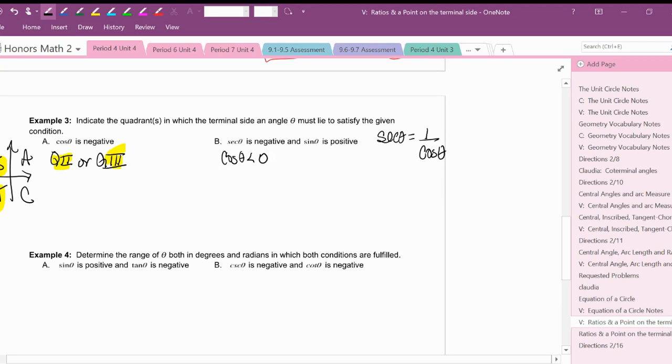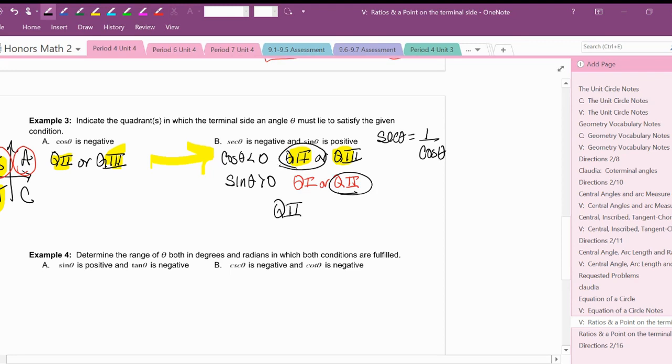And that happens, we've already got that answer from the previous problem: quadrant 2 or quadrant 3. That's where our cosine is negative. But the sine function needs to be positive. Sine is positive in quadrants 1 and 2. And then the only match that we have here is quadrant 2. So an angle that would terminate in quadrant 2 would satisfy both conditions.